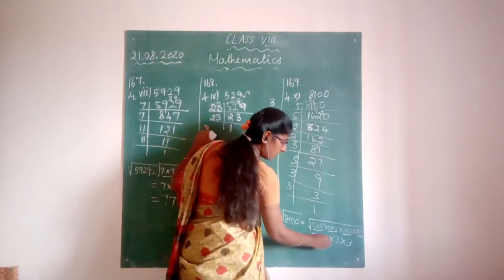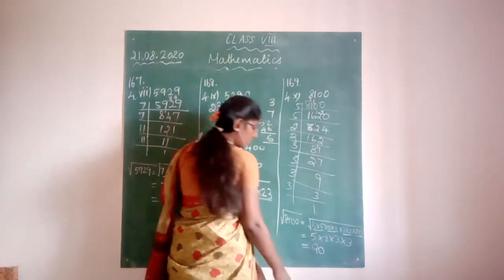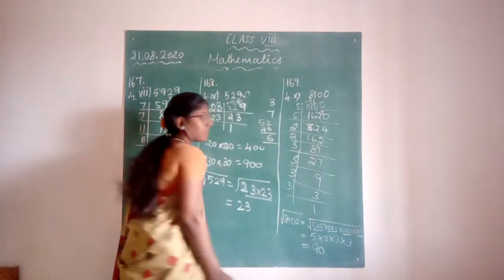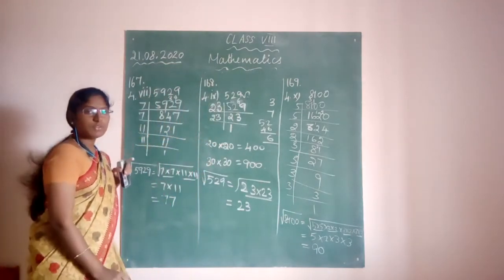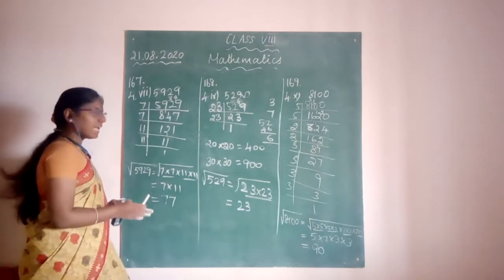So 5 twos are 10, 10 threes are 30, 3 3s are 90. Is it clear? So the square root of 8100 is 90. Clear for all of you? So we have discussed all the homework answers. Kindly check your answers with these answers.